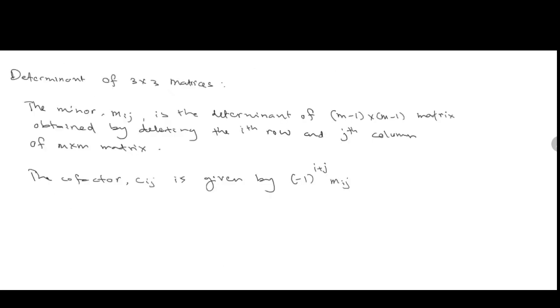To find the determinant of a 3 by 3 matrix, first we have to know the definition of the minor and the cofactor. The minor, symbol Mij, is the determinant of the (n minus 1) by (n minus 1) matrix obtained by deleting the ith row and the jth column of the n by n matrix, where the cofactor, with the symbol Cij, is given by -1 to the power of i plus j multiplied by the minor.